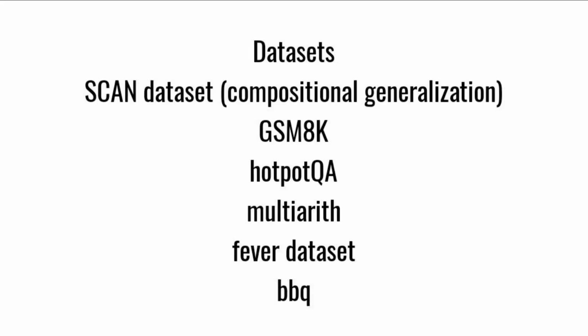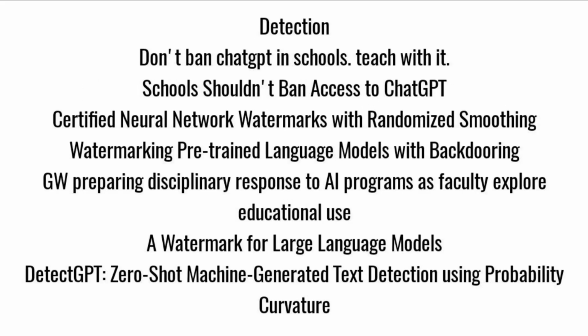Datasets. SCAN dataset, compositional generalization. GSM-8K. HotpotQA. MultiArith. FEVER dataset. BBQ. Detection. Don't ban chat in schools. Teach with it. Schools shouldn't ban access to ChatGPT. Certified neural network watermarks with randomized smoothing. Watermarking pre-trained language models with backdooring.